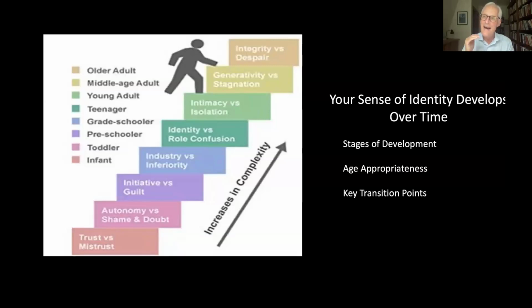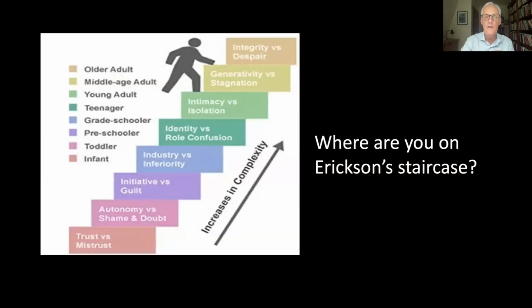He said, you know, my whole life I've had a sense that I know who I am, but now towards the end of my career, I'm not so sure. So this is an individual who is at the top stage of that chart there, integrity versus despair. So this is something for us all to think about. Where are we in our current identity formation?